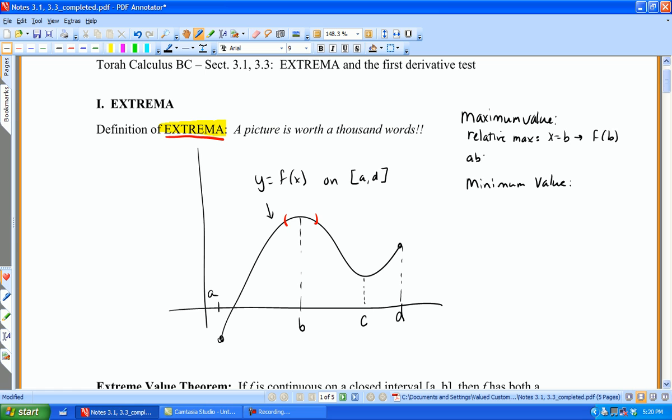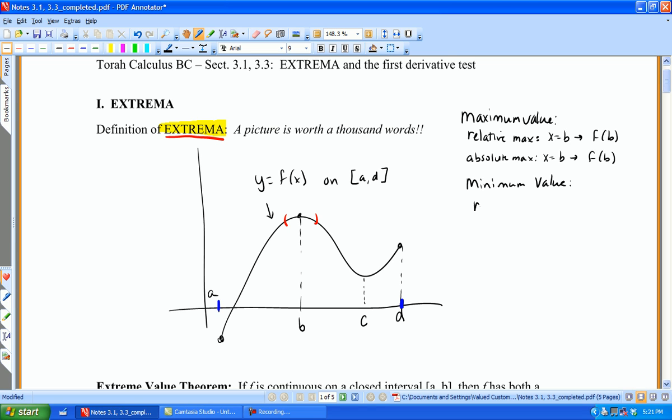An absolute maximum means on the entire interval, what is the absolute highest point that I see? So if I go all the way from A to D, what is the absolute highest point that I see anywhere on that interval? Well, in this case, it happens to be the same place. So an absolute maximum also occurs at x equals B, and the maximum value is f of B.